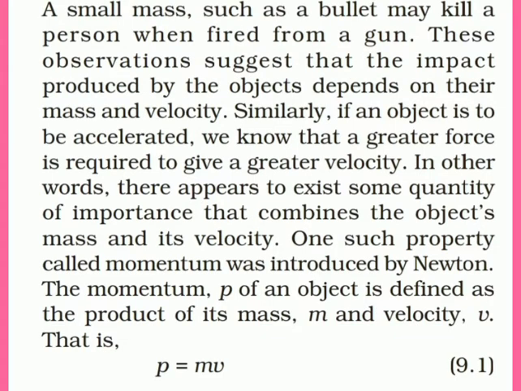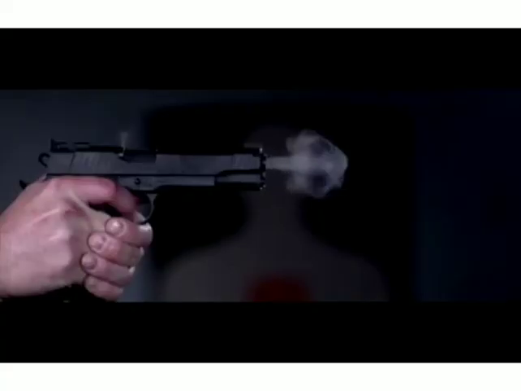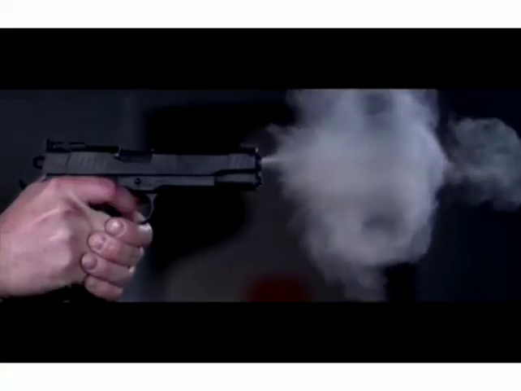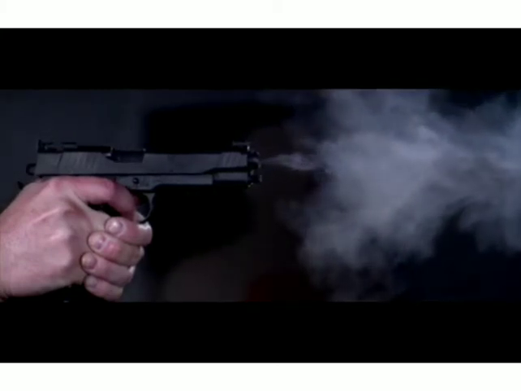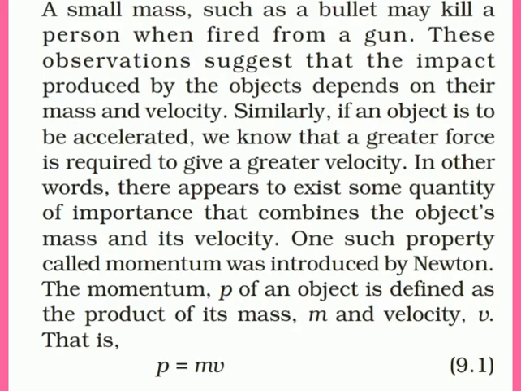A small mass such as a bullet may kill a person when fired from a gun. When a bullet is shot from a gun, it moves with a high velocity. So the bullet shot from a gun makes more impact that can even kill a person. These observations suggest that the impact produced by objects depends upon their mass and velocity. Similarly, if an object is to be accelerated, we know that a greater force is required to give a greater velocity. In other words, there appears to exist some quantity of importance that combines the object's mass and its velocity.